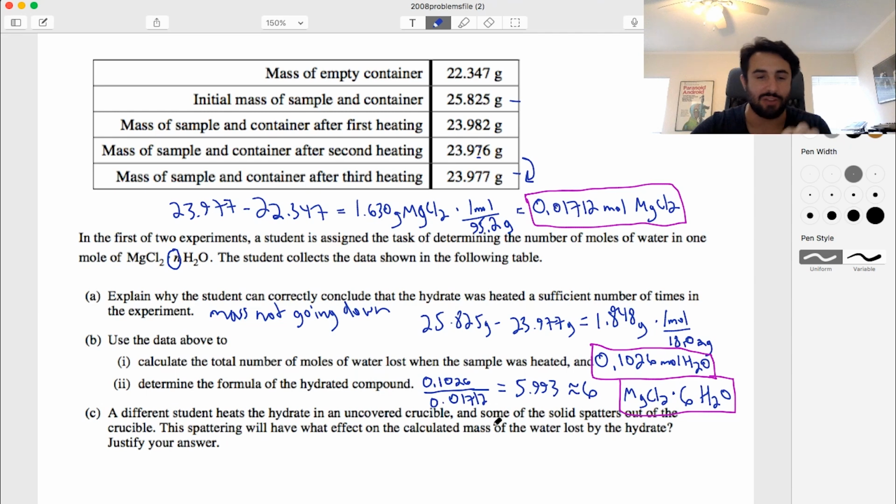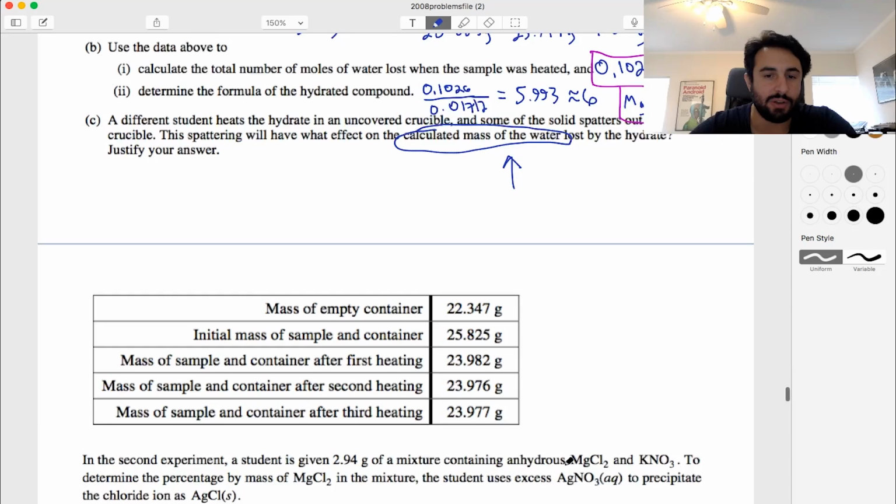Therefore, if some of the solid spatters out of the crucible, we are losing mass that is not water. We're losing MgCl2. So that necessarily will mean that the calculated mass of the water that is lost by the hydrate will be too high, right? Because some of the mass that we're calculating isn't water. It's MgCl2 instead, right? So that's just a little bit of logic there. We're saying that the calculated mass of the water would be too high because some of it is not water, some of it is the MgCl2. So that's another logical one there.